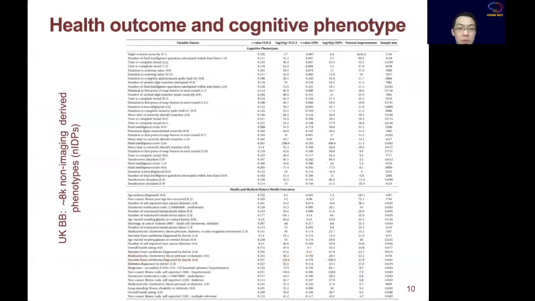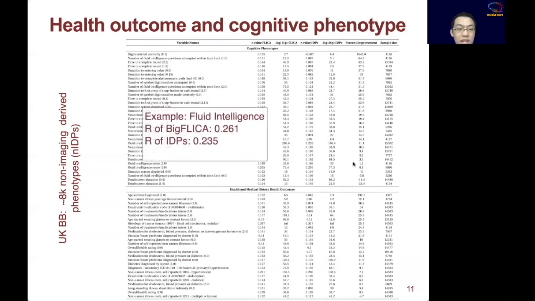In terms of the prediction, UK Biobank contains over 8,000 non-imaging derived phenotypes. The plots shown earlier related to an analysis of all of these NIDPs, but I will give you a few examples. For example, BigFLICA has a significant improvement on prediction accuracy on fluid intelligence, where the R of BigFLICA is 0.26 and the R of the IDP is 0.23.